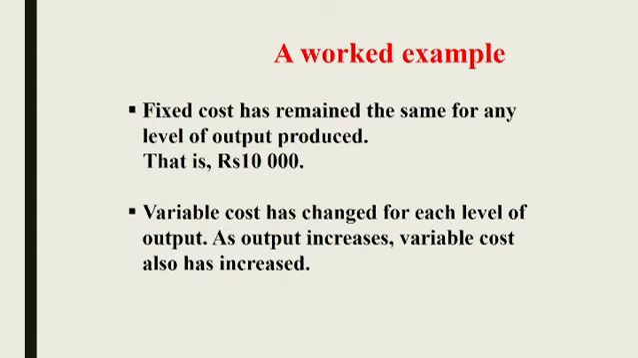As you can see, fixed cost has remained the same for any level of output produced. That is 10,000 rupees. Whereas variable cost has changed for each level of output produced. As output increases, variable cost also has increased.